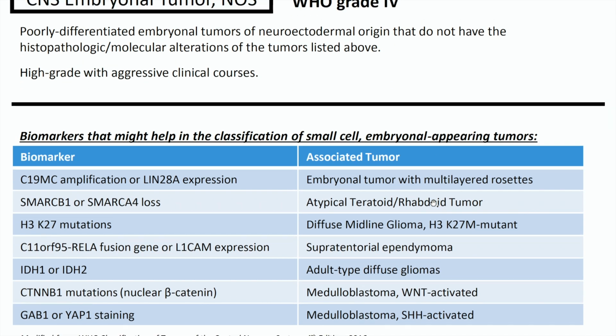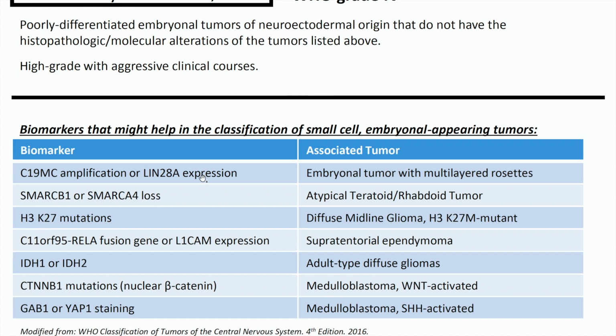All right. CNS embryonal tumor, not otherwise specified, is WHO grade 4. And this is just going to be a poorly differentiated embryonal tumor of neuroectodermal origin that does not have the histopathologic or molecular alterations of the tumors listed above. High grade with aggressive clinical courses. So if you can't histologically or molecularly classify it into one of the tumors that we just went over, then it's CNS embryonal tumor, not otherwise specified, WHO grade 4.